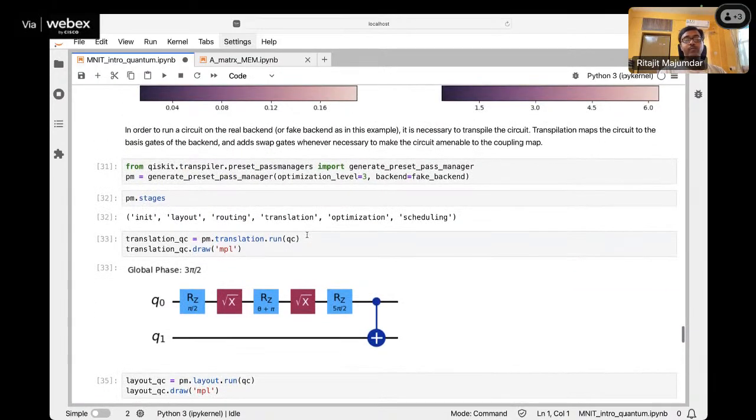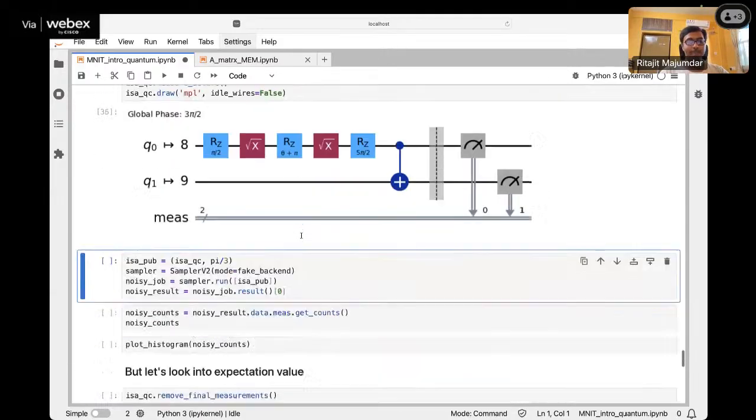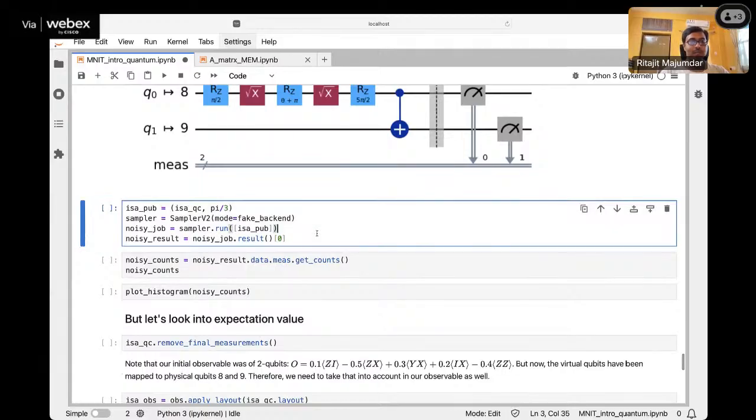Of course, if this were a way more complicated circuit, there would have been a lot more optimization and other things. The other four stages are also very important. They are not just there, but this is a small circuit. So let's again run this on a fake backend. It's simple. I'm going to run this on sampler.